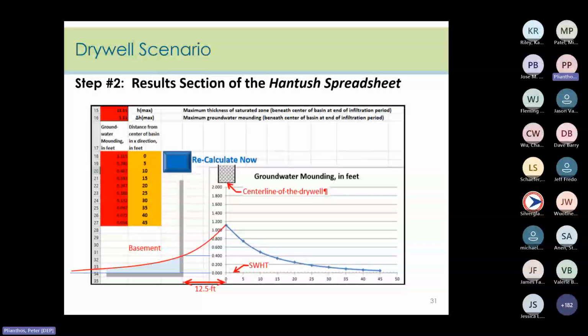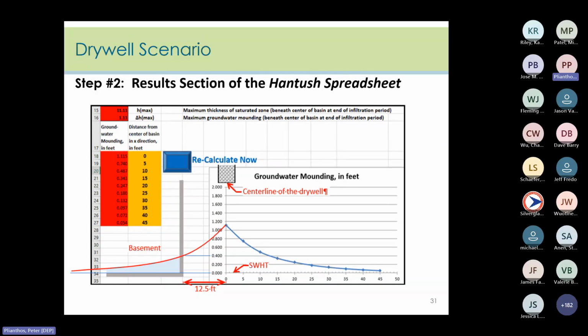Recall that the vertical axis is situated at the center line of the dry well, and the groundwater mounding curve is symmetrical on both sides of the dry well. The basement is 10 feet away from the edge of the dry well, which is 12.5 feet to the left of the center of the dry well. The spreadsheet results indicate the water table is also temporarily raised approximately 0.4 feet at the basement wall location nearest the dry well, which is an adverse impact prohibited by the rules.